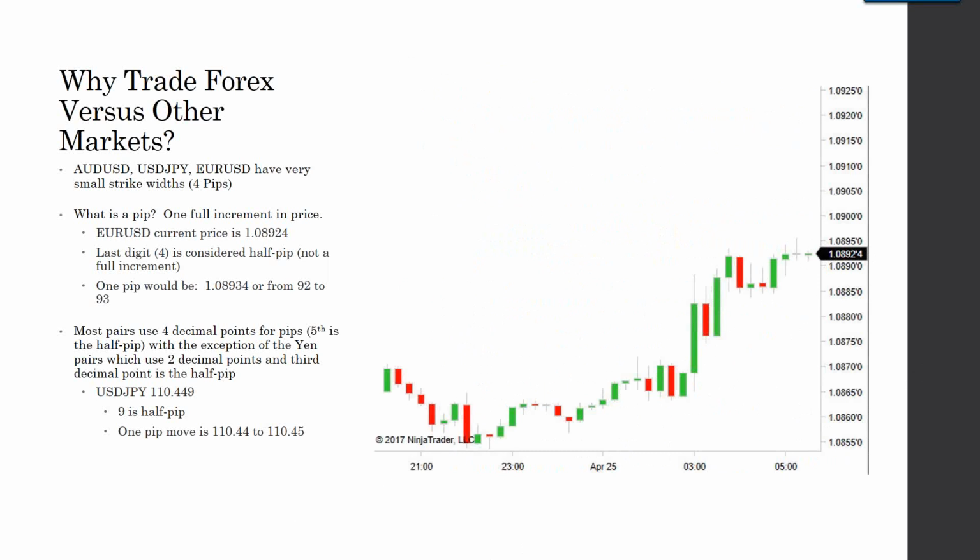The exception to that rule are the yen pairs. They have 2 decimal points. The 3rd decimal point would be the half pip. So when you see the USD JPY at 110.449, 9 is considered the half pip. The full pip movement would be if price moved from 110.44 to 110.45. Does everyone understand about the half pip? Because it makes a difference.